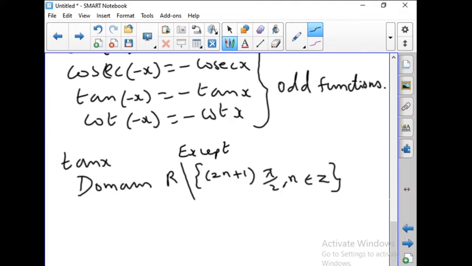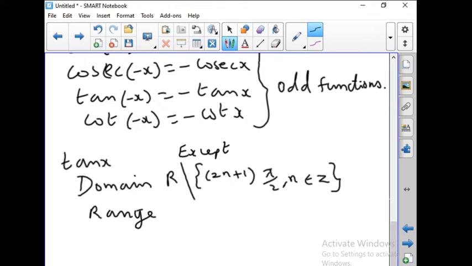From R we have to remove 2n plus 1 into pi by 2, where n belongs to Z. When n equals 0, it is pi by 2. When n equals 1, it is 3 pi by 2. So from R we have to remove all these, and when you remove them, you get the domain. Remember that.